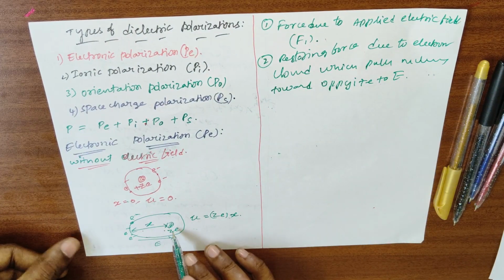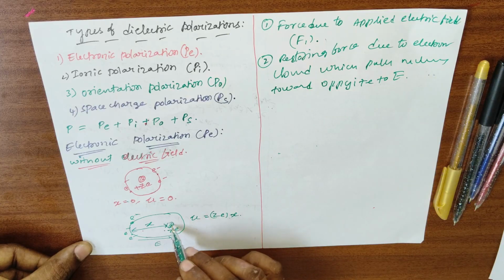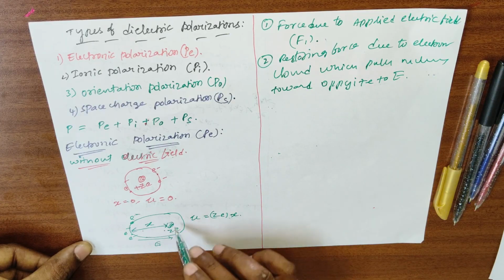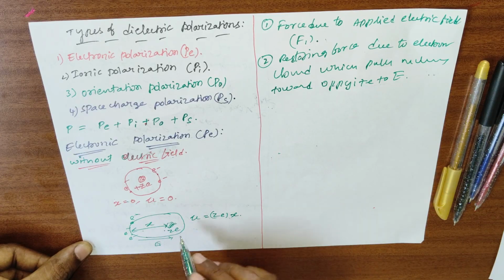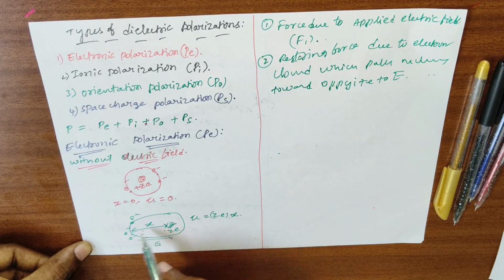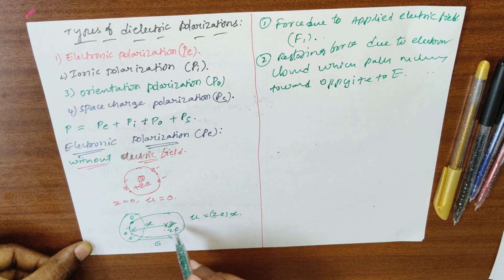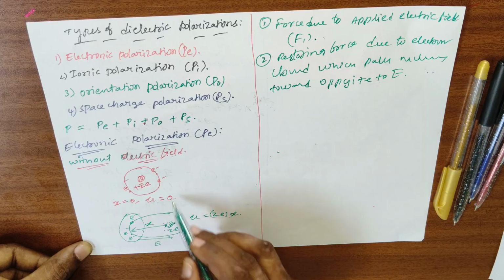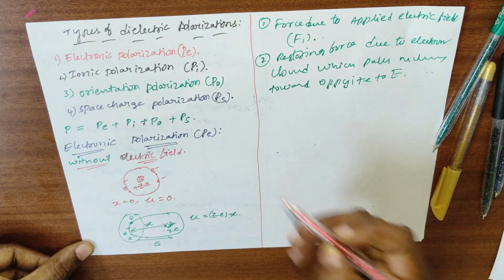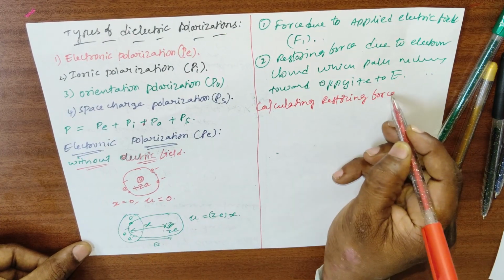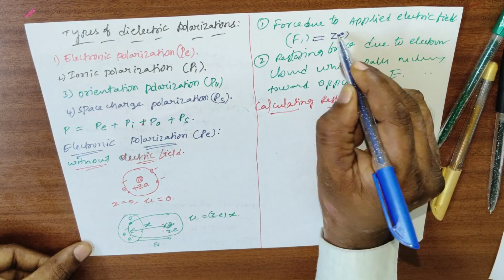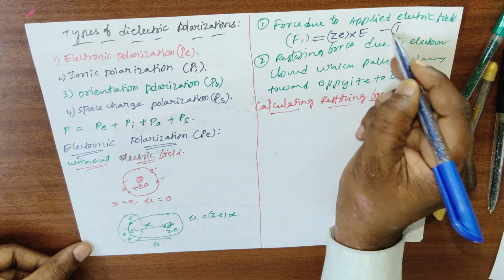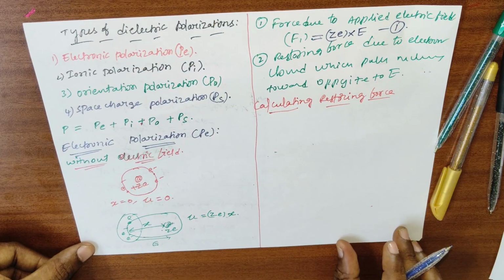Here you can see in the figure, the nucleus experiences two forces. Due to the electric field, the nucleus experiences one force, that is called the Lorentz force. The other force is applied due to the electrons. These electrons will attract the nucleus, opposite to the electric field. These two forces are acting on the nucleus. Next, calculating the restoring force, very important. The force due to the applied electric field, F1, is equal to charge into electric field. This is equation 1.